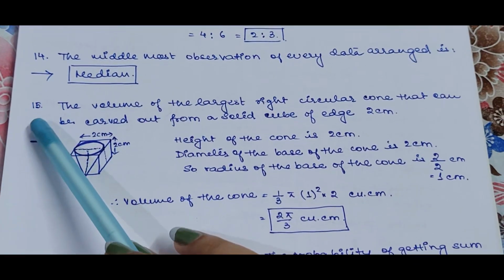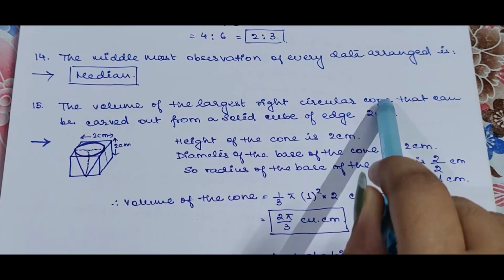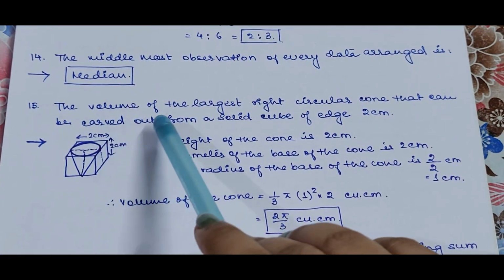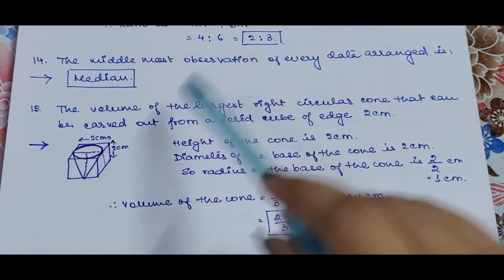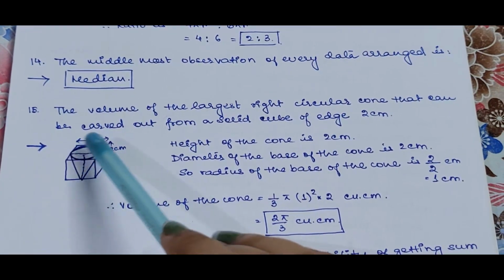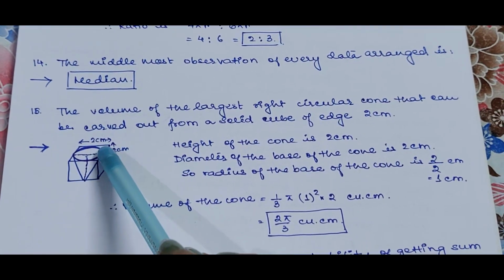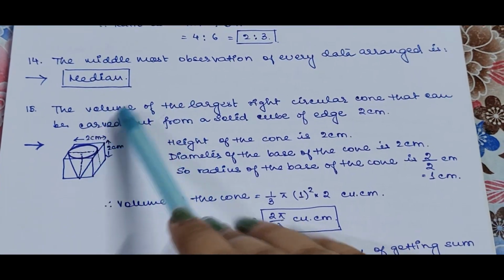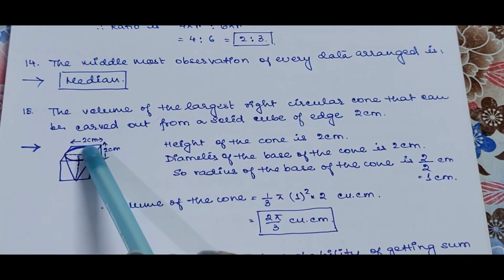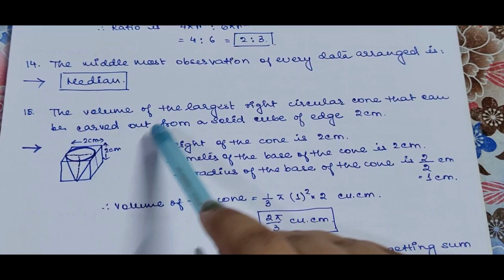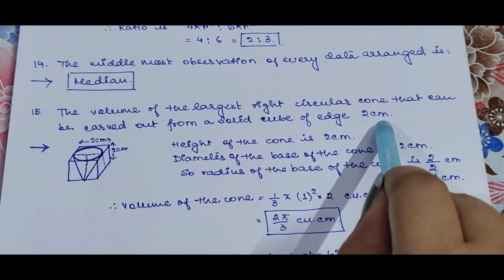Okay. Question 15. It says that the volume of the largest right circular cone that can be carved out from a solid cube of edge 2 cm is. Now, we have a cube of edge 2 cm. Now, we need to find the volume of the largest right circular cone. So, we need to carve out a cone out of this cube of edge 2 cm.